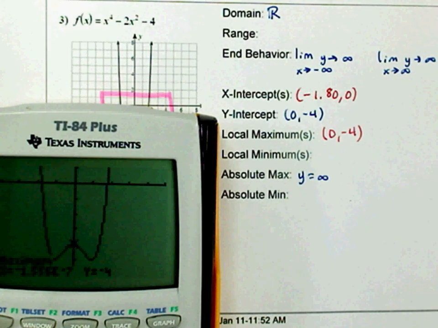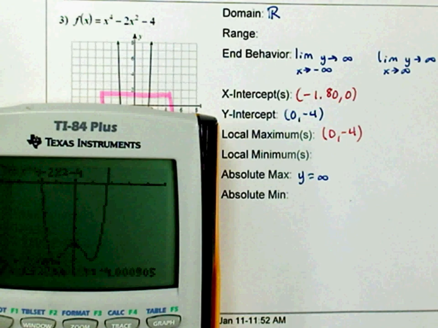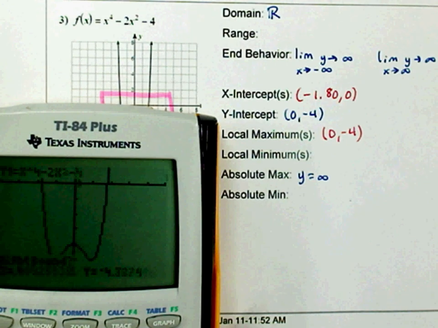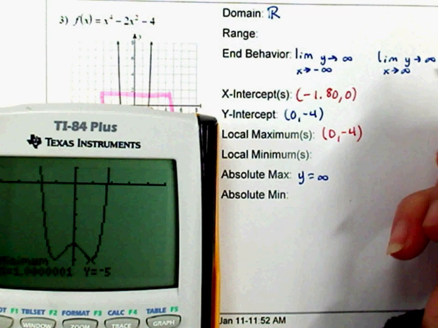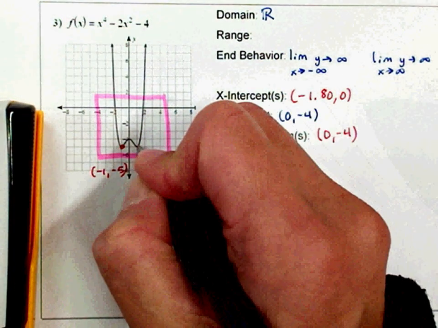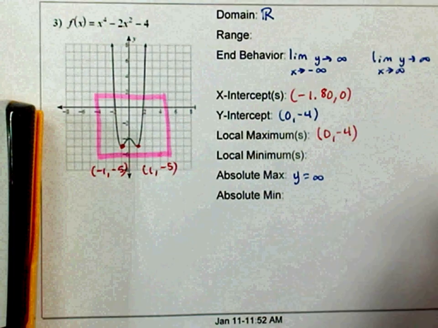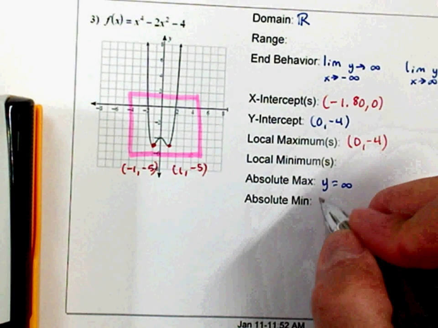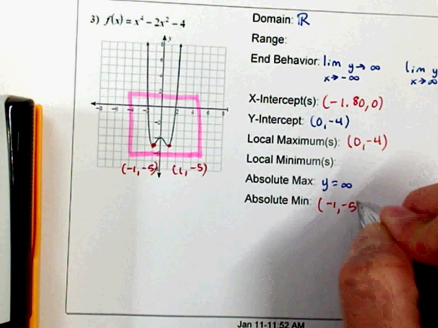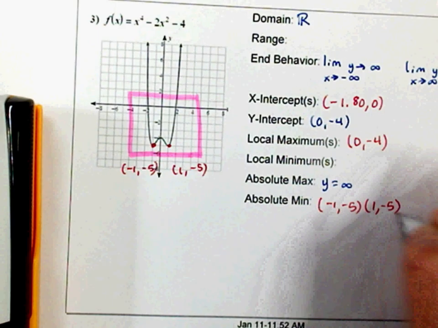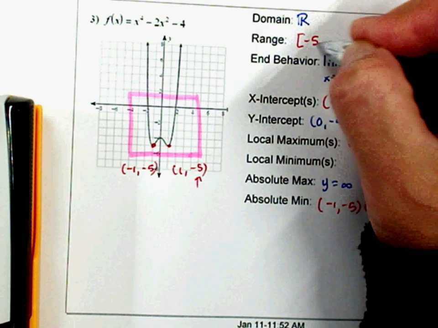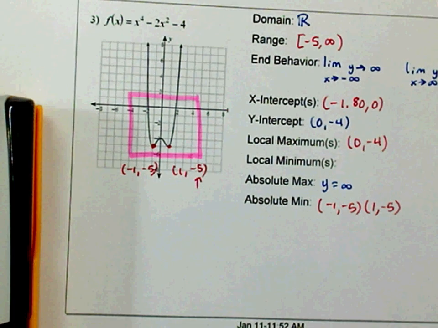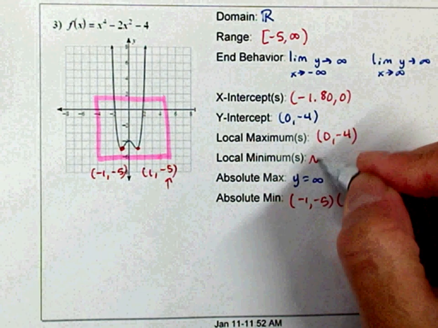Second calc, let's do the other minimum. 3, enter. There's your minimum. To the right of it, enter. 1 and -5. So, they both got the same. And so I'm going to call that one your absolute minimum. And since I know the y is a 5, my range is going to be from -5 to positive infinity. Okay? And I have no local minimum. And you are finished.